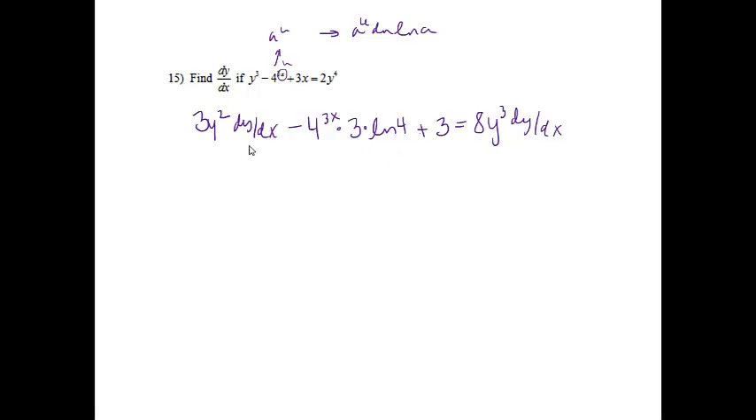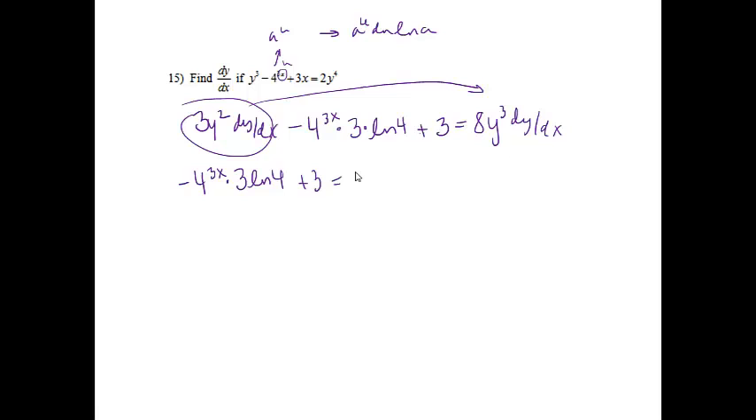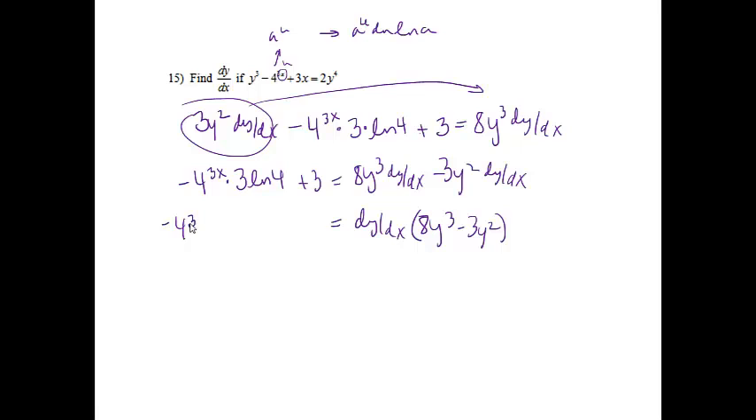Okay, the next thing that I want to do is move this over with the other dy dx, so we're going to have negative 4 to the 3x times 3 ln 4 plus 3 is equal to 8y to the third dy dx minus 3y squared dy dx. I now on the right side can factor out a dy dx, so dy dx times 8y to the third minus 3y squared. This will still be negative 4 to the 3x times 3 natural log 4 plus 3. And then the last thing we can do is just divide both sides by 8y cubed minus 3y squared.